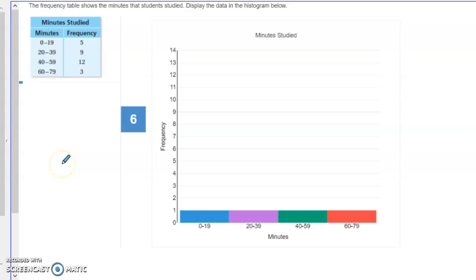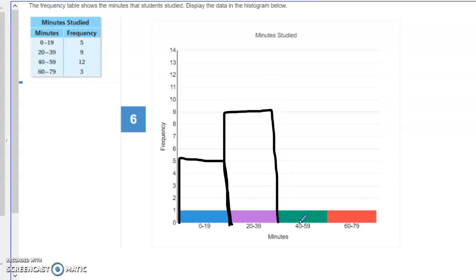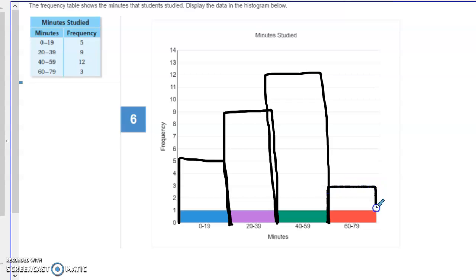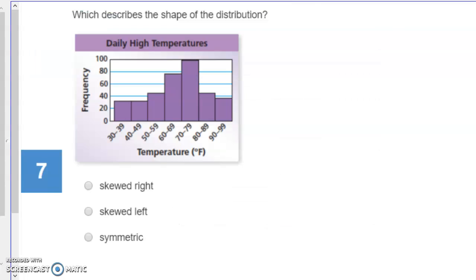For question number 6, again, completing the histogram, you would pull 0 to 19 up to 5. You would pull 20 to 39 up to 9. 40 to 59 would be pulled up to 12. And then 60 to 79 would be pulled up to 3, and that would be what the completed histogram would look like for question number 6.